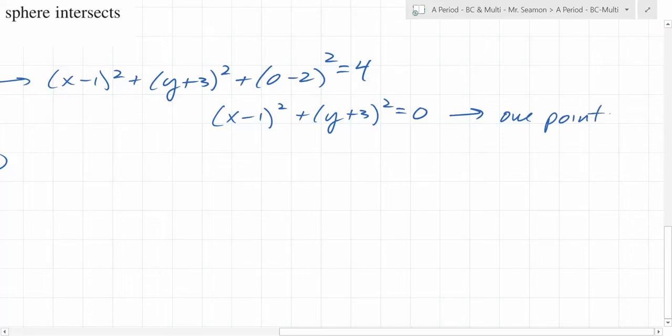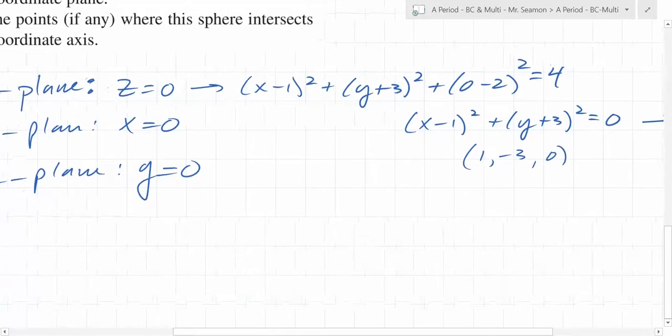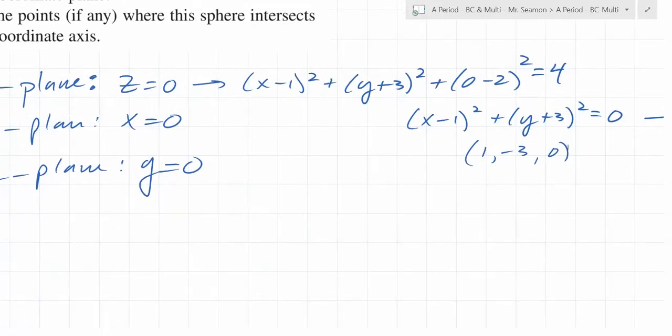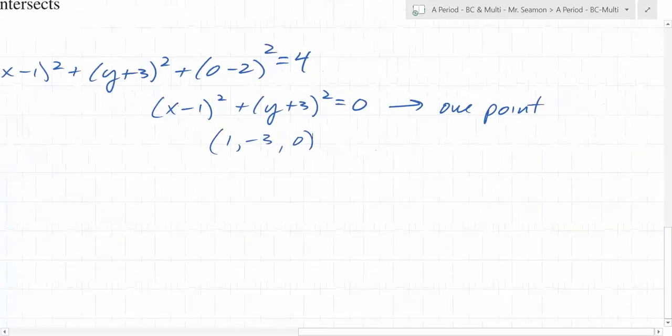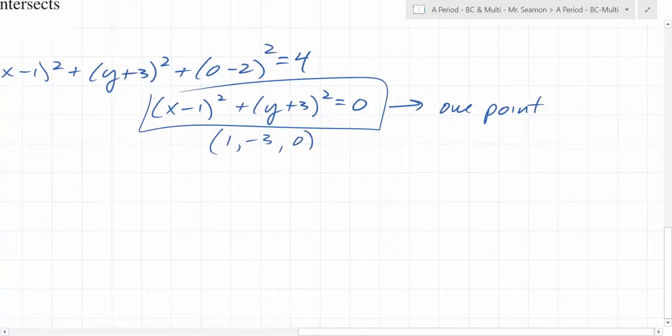Well, hold on. This has x is what? 1. What is y? Negative 3. Yes. And z, we already set z equal to what? 0. So this is a cool way to describe a single point. So it's tangent, it touches once there. It's kind of cool. So the other two, is it pretty much identical work? Yeah. Is it necessarily going to be 1 point? No, because this right here is the equation of a circle with radius what? 0. So if the radius is anything besides 0, it's going to be a circle and not a point.